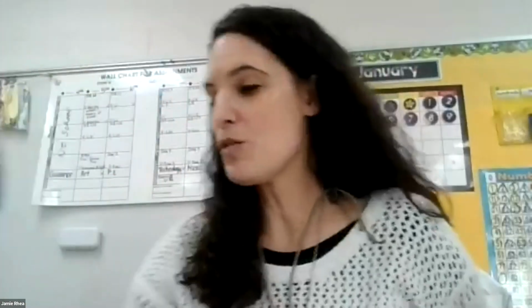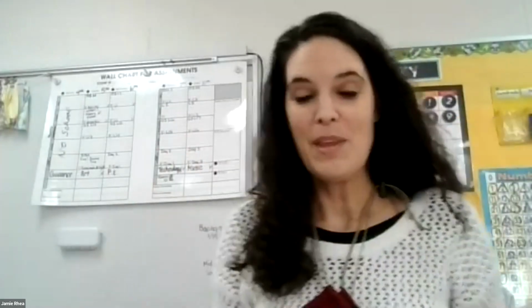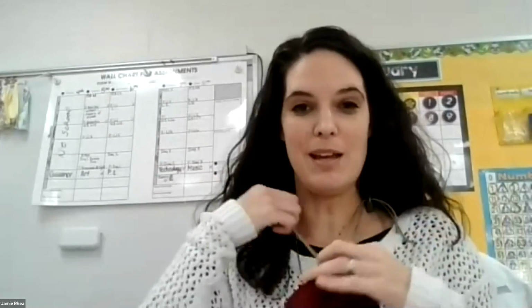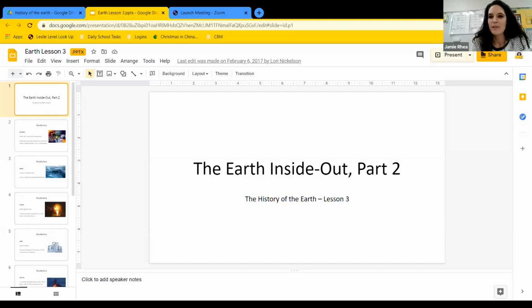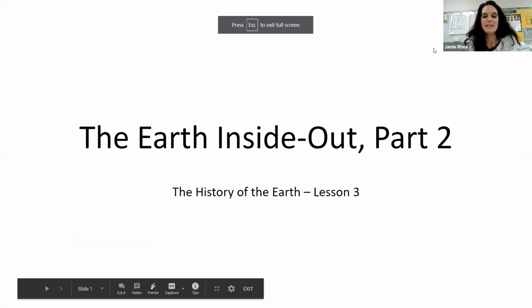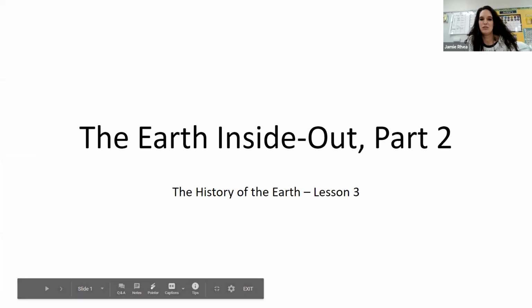Remember that the Earth is made up of layers. We were talking about how it's got a crust on the outermost layer, and we had the North Pole and the South Pole, and we're going to dig a little deeper today, and I think we're going to go inside the crust. Okay, so let's just get started. We're going to share our screen so you can see what we're going to do today. Wrong thing. There we go. And present mode. Okay, so let's look at this. This is the Earth Inside Out, part 2, the history of the Earth.